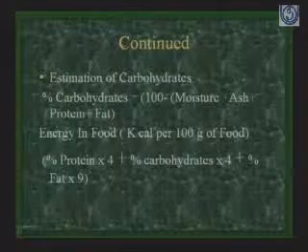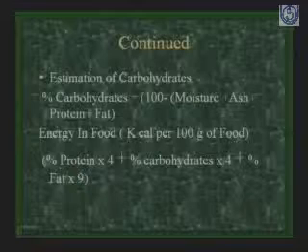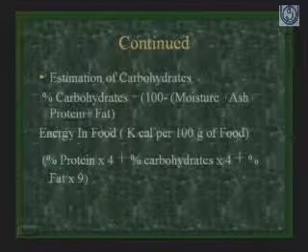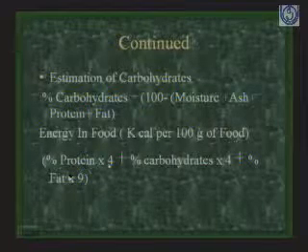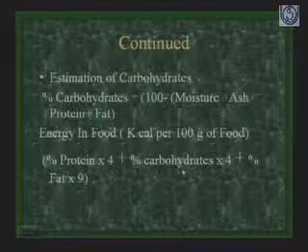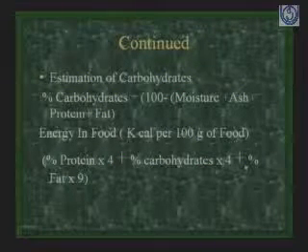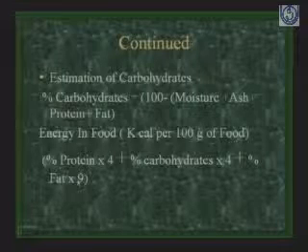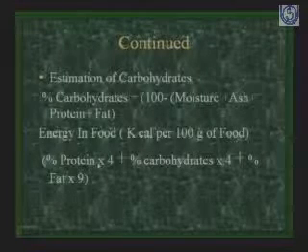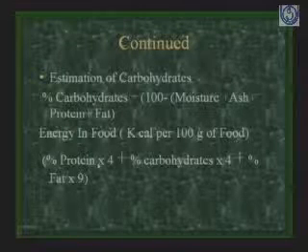So 1 gram of protein gives you 4 calories of energy, 1 gram of carbohydrate gives you 4 calories of energy, and fat gives you 9 calories. So more than double. If fat is more, you will get more energy, more calories. So the total calorie of the food is percent protein into 4 plus percent carbohydrate into 4 plus percent fat into 9. That is the total calories you are getting per gram of food.